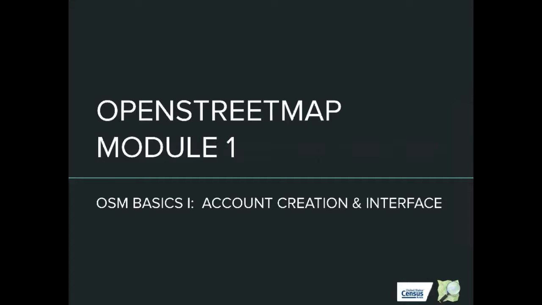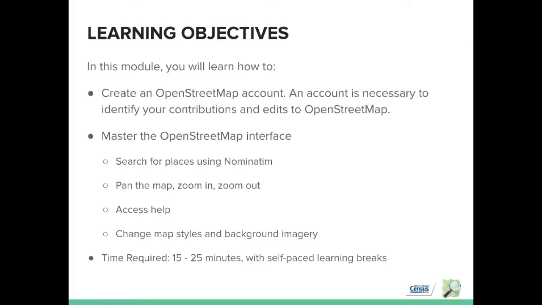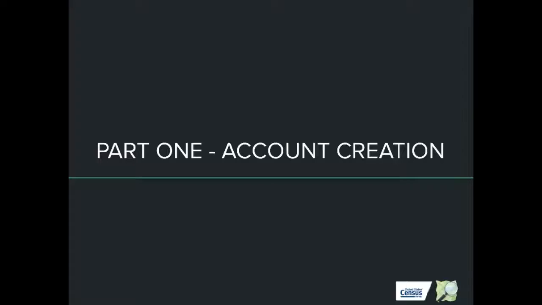This is Module 1 of the OpenStreetMap learning path, creating your OpenStreetMap account and mastering the OpenStreetMap interface. In this module, you will create your OpenStreetMap account so you can start mapping on OpenStreetMap. You will also learn to navigate the key functions of the OpenStreetMap interface, including searching for places, moving around the map using the pan and zoom controls, finding help, and changing the looks of the map. With breaks for self-paced learning, it should take you about 15 to 25 minutes to complete this module.